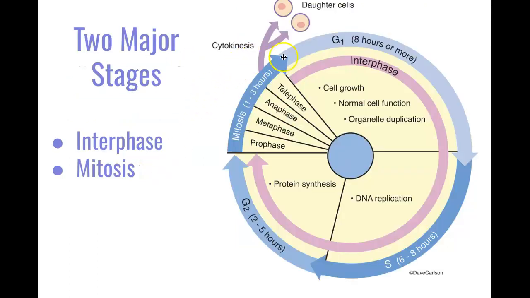So again, if we look at the 2 major stages, we've got interphase and mitosis. Interphase consists of G1, S, and G2, and then we have mitosis consisting of prophase. Again, I've added pro-metaphase, not indicated on the diagram, metaphase, anaphase, telophase. Here, they're saying 1 to 3 hours. Again, highly dependent on the cell you're talking about, but this gives you an idea of the relative amount of time required for each of these stages. 8 hours or more, 6 to 8 hours, 2 to 4 hours, and so on.